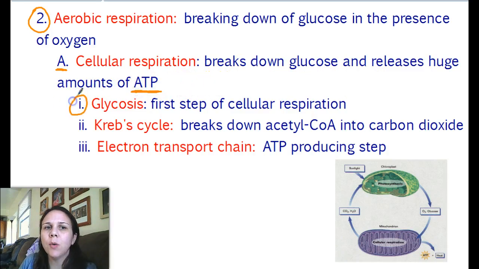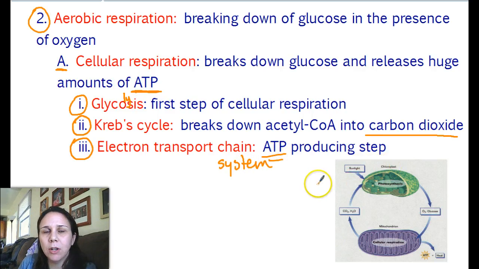It starts out with glycolysis, which is what we saw was an anaerobic process. But then, if oxygen is around, it'll be followed by the Krebs cycle, which breaks down this molecule called acetyl-CoA into carbon dioxide. We'll talk about that later. And then that gets followed by the electron transport chain, or you might see the word system in there. This is where our mass quantities of ATP occur.